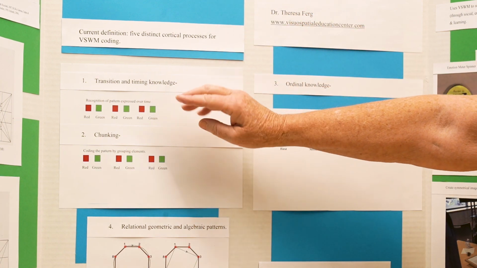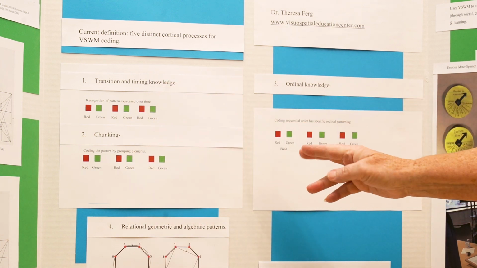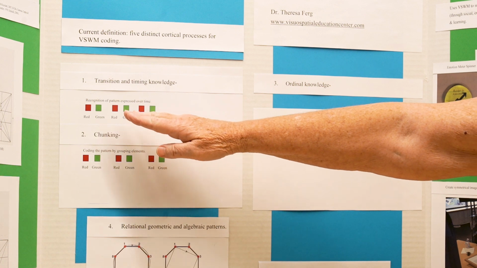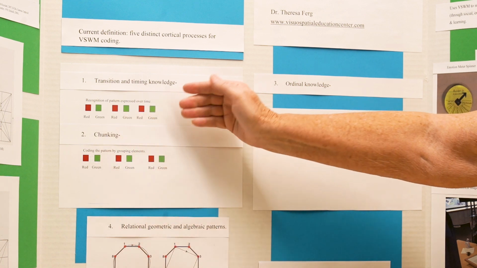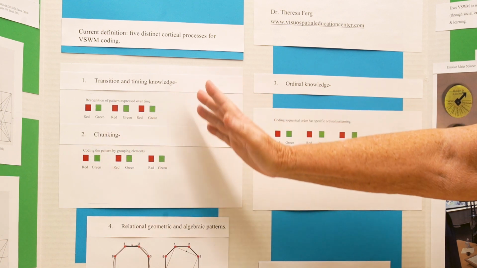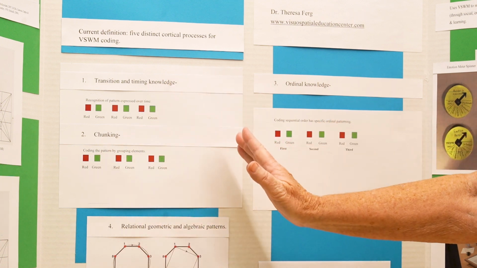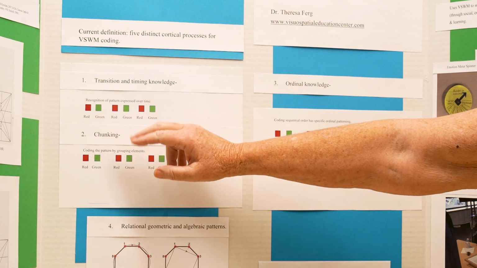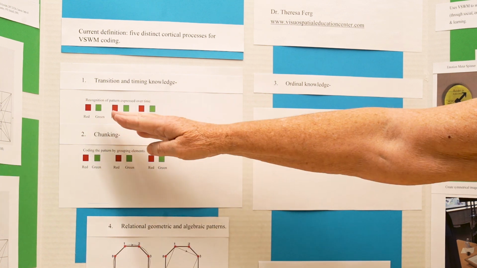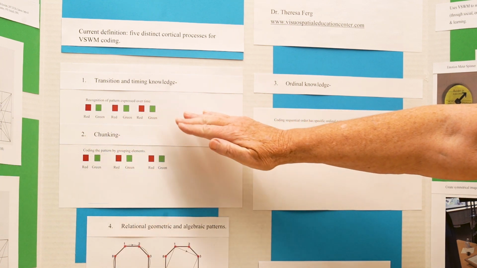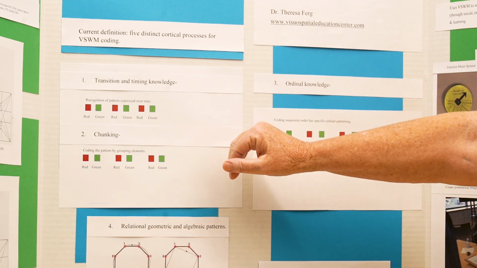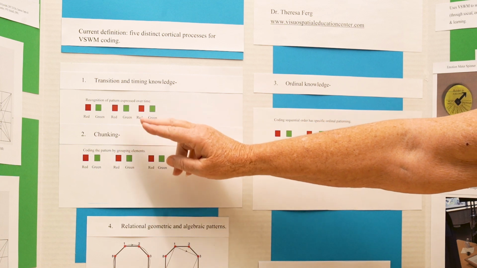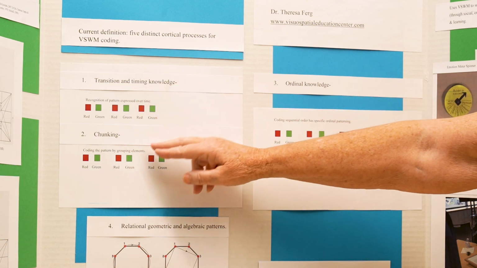So the first 3, 1, 2, and 3, are called transition and timing knowledge. So this is when you have a recognition of the pattern that represents the pattern over time. So sequential working memory. So we have a red block and a green block, red, green, red, green. And the idea is that those are recognized as a 2-element pattern that we would see over time. That's again the transition and timing knowledge.